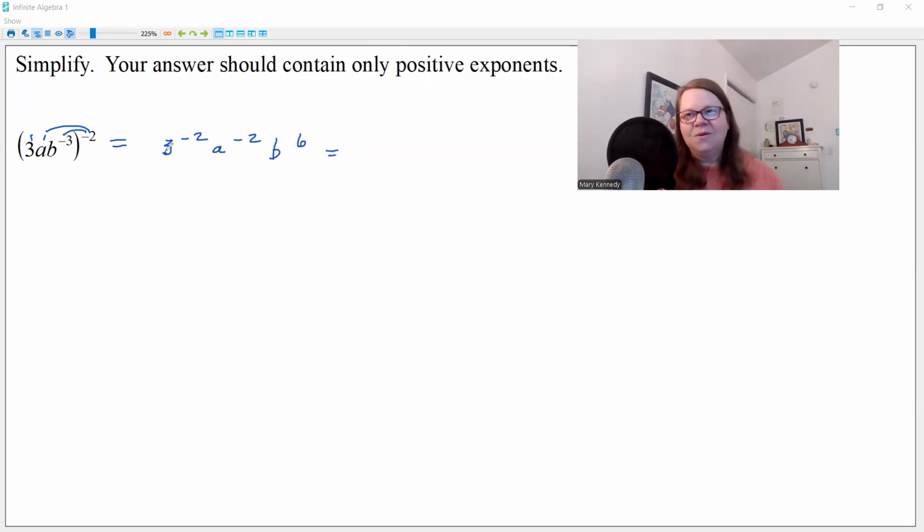Now we have to, of course, make sure we take care of negative exponents. So we got rid of the parentheses. Now let's deal with those negatives. So 3 to the -2, I can move that to the bottom. 1 over 3 to the +2.